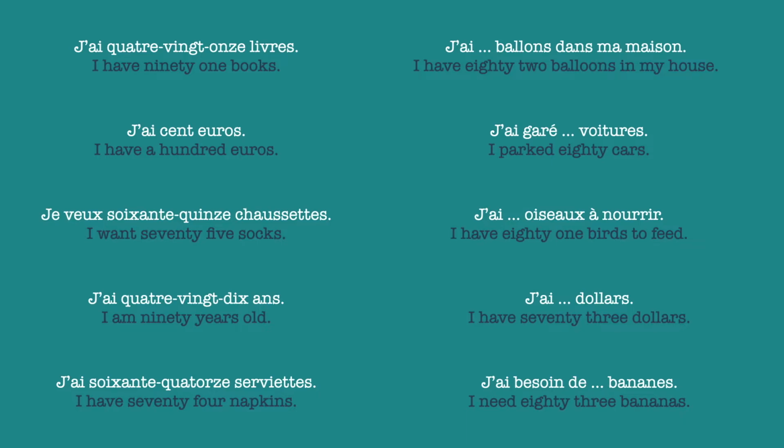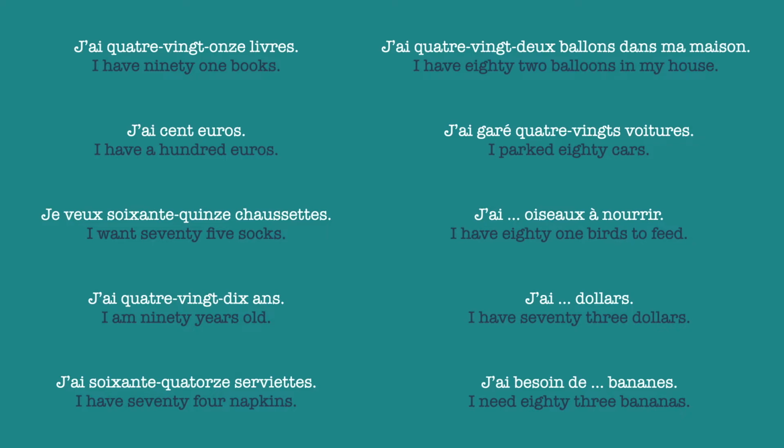The first sentence of the second column is, I have 82 balloons in my house. Do you remember 82 in French? J'ai 82 ballons dans ma maison. 4 times 20 plus 2 is equal to 82. The next sentence is, I parked 80 cars. J'ai garé 80 voitures. Don't forget the S at the end of 80 in French, because it's not followed by another number like, for example in the previous sentence.